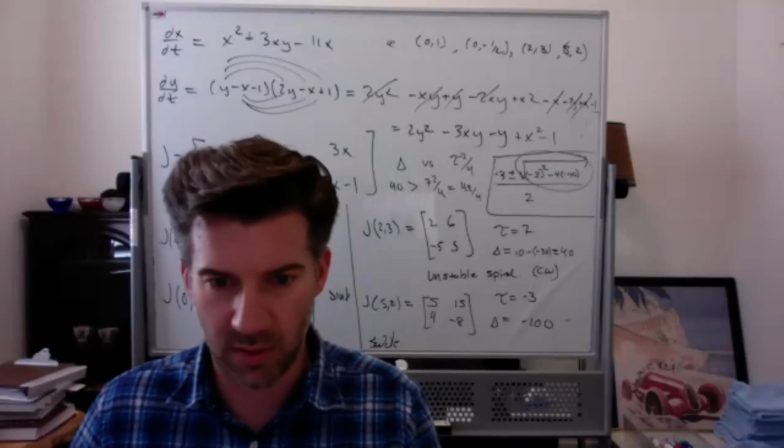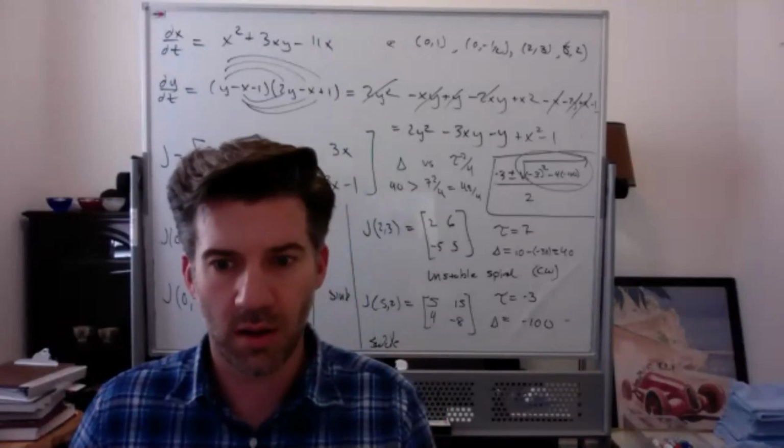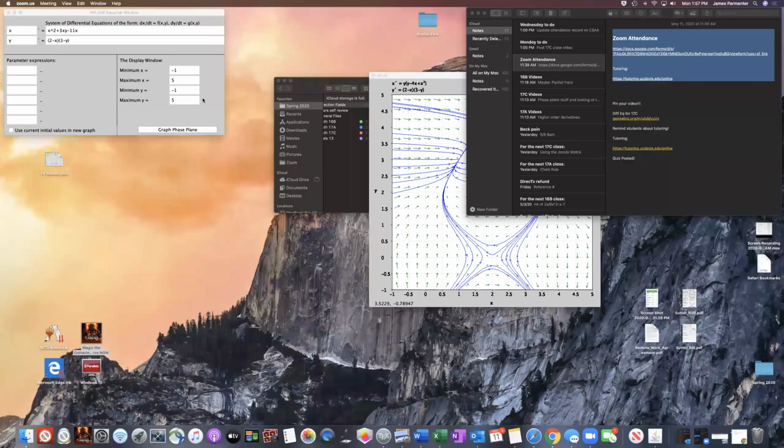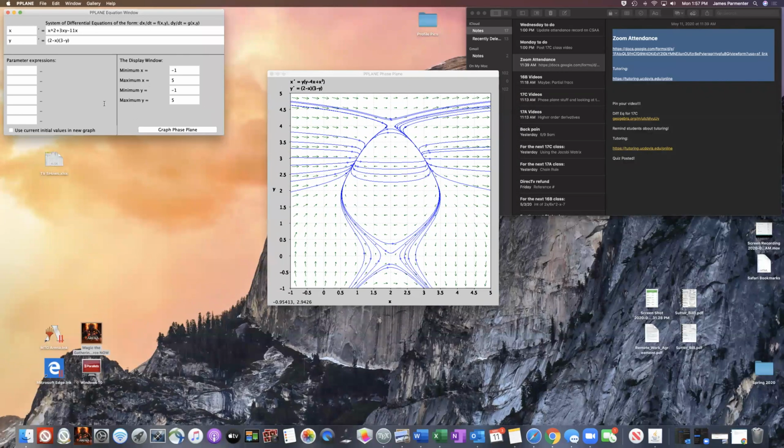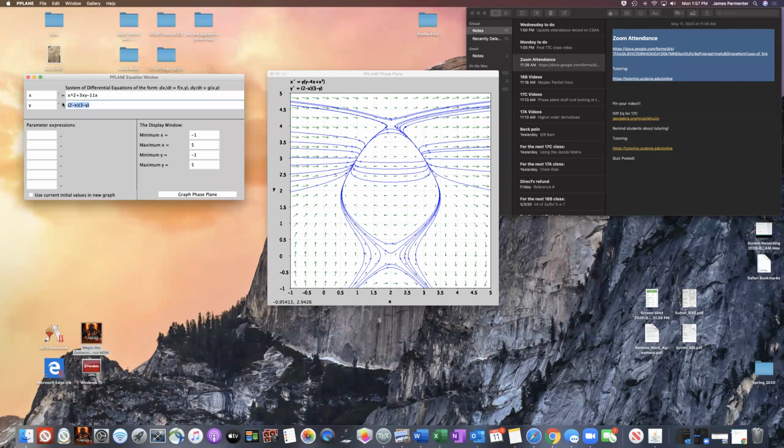I can share my screen if you want to see it. Obviously, you can also do this on your own. There's either this one or the web-based one that I shared with you as well. And then the other one is y minus x minus 1, and then 2y minus x plus 1.